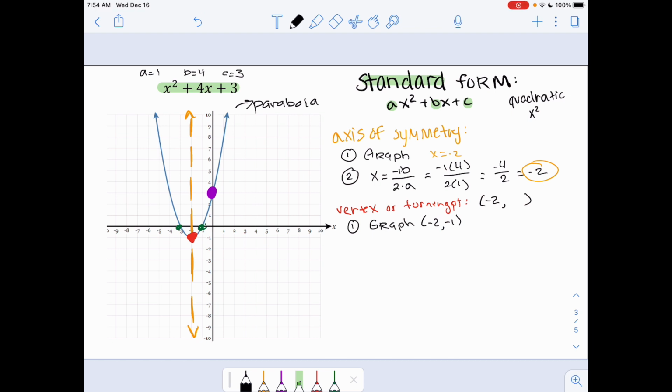Or if we're not given a graph, we take the axis of symmetry and plug it into the original formula. So I'm going to grab the original equation, substitute in my axis of symmetry, and calculate my y value. Either way, we're going to get the same answer, that we have a vertex or turning point at -2, -1.